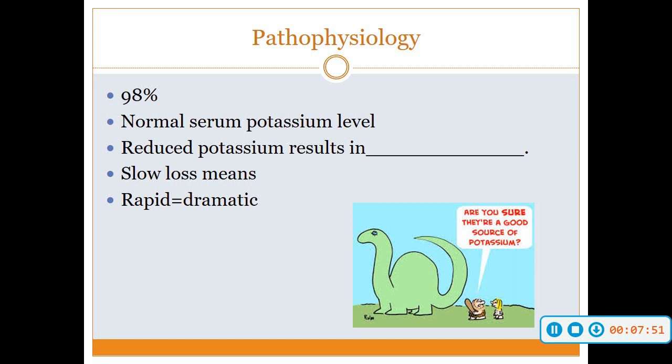So rapid reduction of serum potassium causes dramatic changes in function. Okay? And what controls our potassium? Most of the potassium in our body, keeping it and getting rid of it. What organ? Kidneys. Our kidneys are responsible for 90% of our potassium removal. Okay, everything else, the other 10%, is sweat and stool.